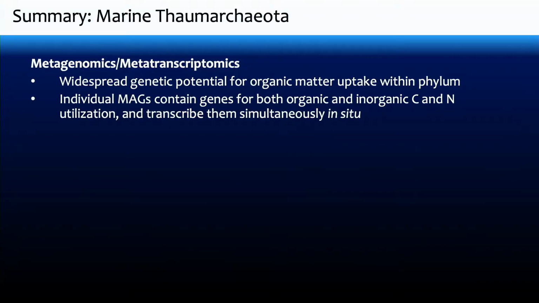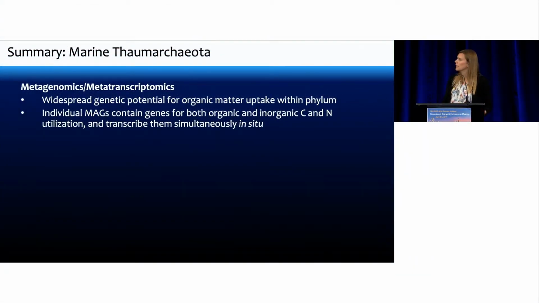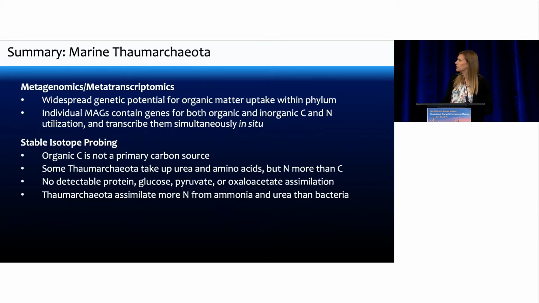So to summarize that section, in our omics analysis, we do see widespread genetic potential for organic matter uptake within the phylum. And even within individual MAGs, we see both of these capabilities and even expression in our in situ sample. But we see something a little bit different when we look at the stable isotope probing experiments. We don't see that organic carbon is a primary carbon source. We see that some Thaumarchaeota are capable of taking up urea and amino acids, but it's much more nitrogen than carbon.